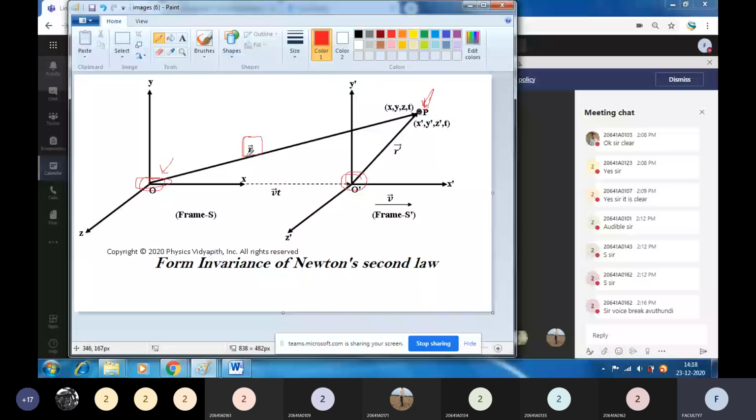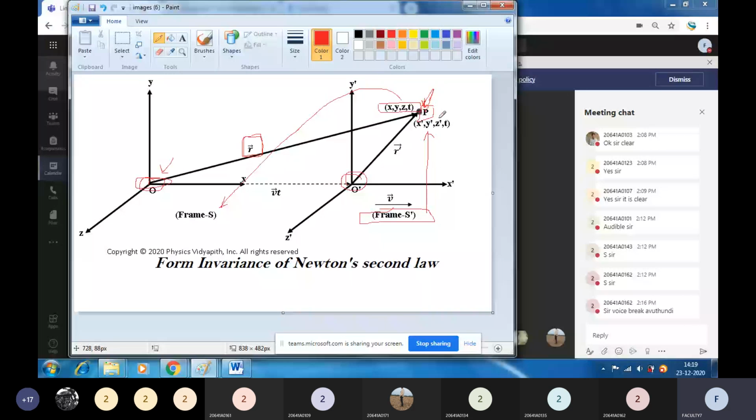It is given in terms of the coordinates x, y, z and t. This is regarding the first frame, the coordinates in terms of the first frame. Now the same point P is observed from the frame S bar or S prime. The coordinates we are going to give as x prime, y prime, z prime and t prime. Here t and t prime are the same because at the same time we are going to observe the events at both the frames.